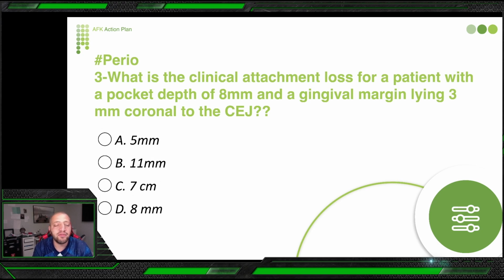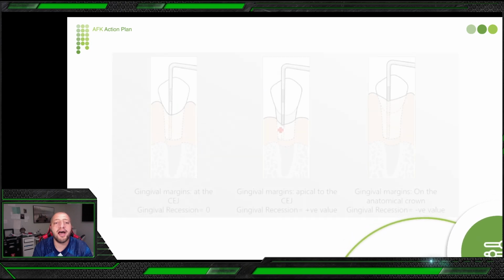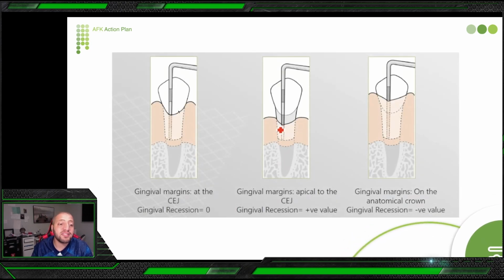Before we reach the number, let's first know the meaning of each terminology. The gingival margin is this part, and the cemento-enamel junction is the connection between the crown and root, and the depth of the pocket is this part. This is the probe you are going to use. When your probe goes from the gingival margin to the depth of the pocket, this is the probing depth.